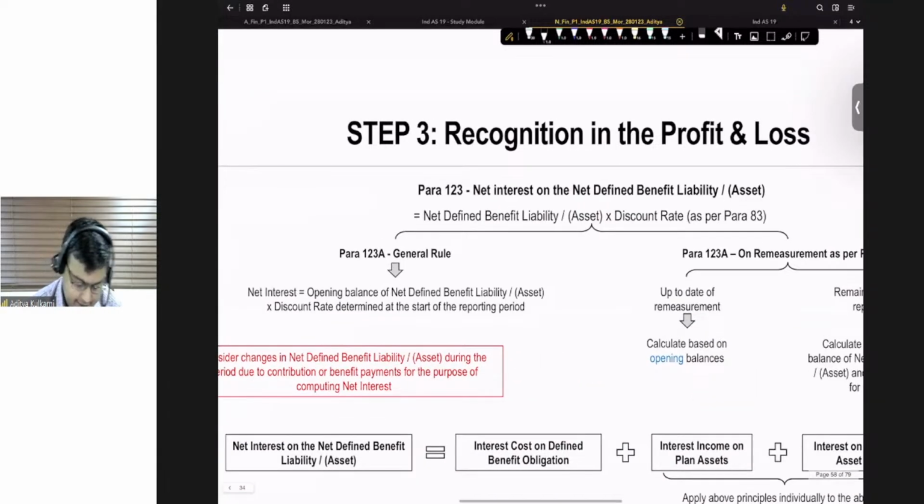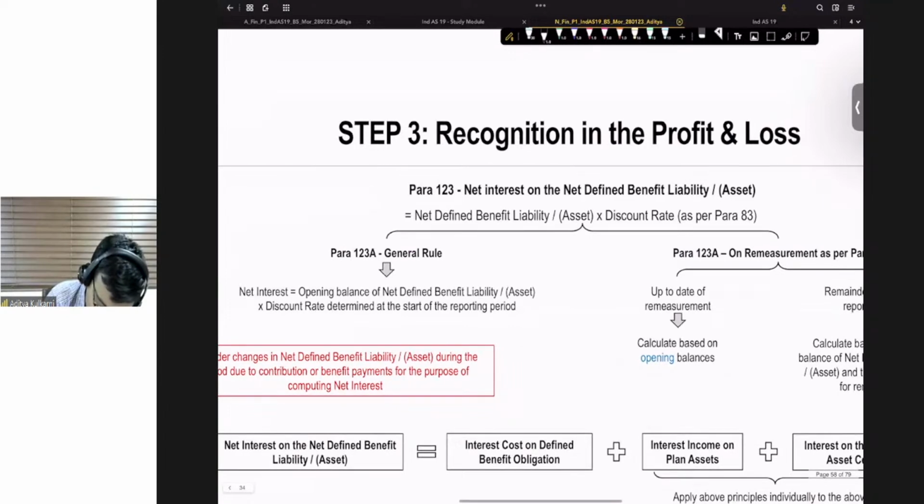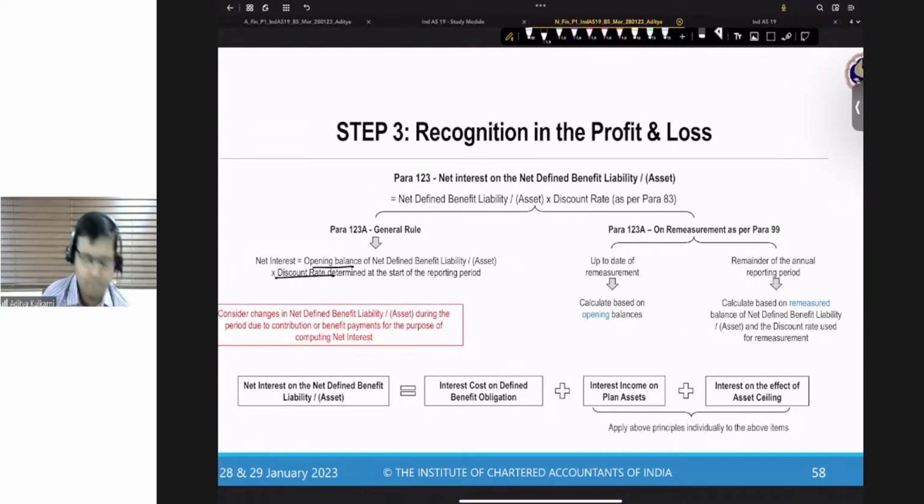How do I recognize? Opening balance into the discount rate. Simple enough, on the net defined benefit obligation. But in our examples, typically we have done it on the gross amount of asset, gross amount of liability. Ultimately, it comes up to the same thing.